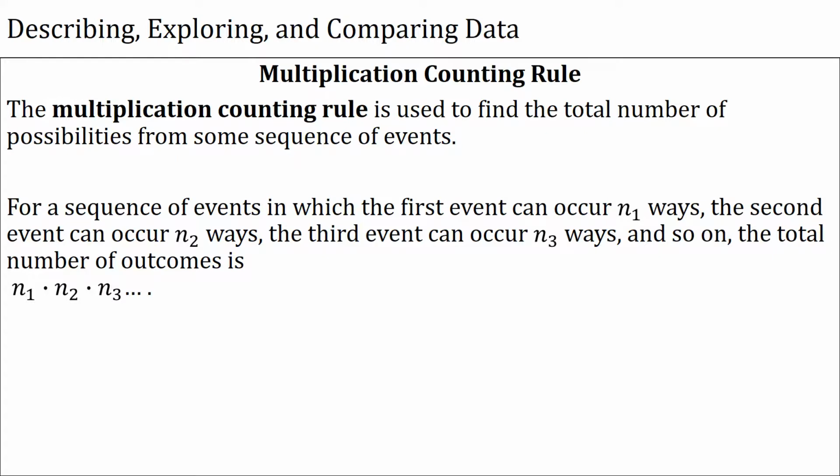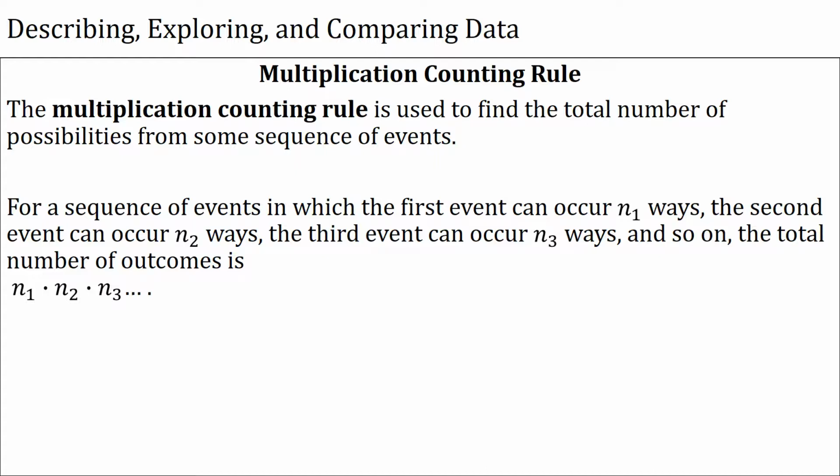Hey guys. Alright, so a brief description of the multiplication counting rule. This is just a variance of the multiplication rule that we've already learned, and it still applies to what we've already learned, except it's being refined for specific things. The multiplication counting rule is used to find the total number of possibilities. That's your denominator in your basic probability formula for some sequence of events.